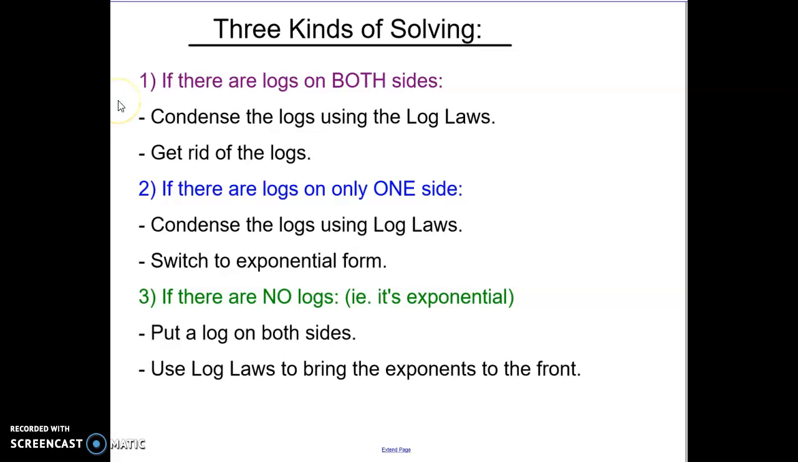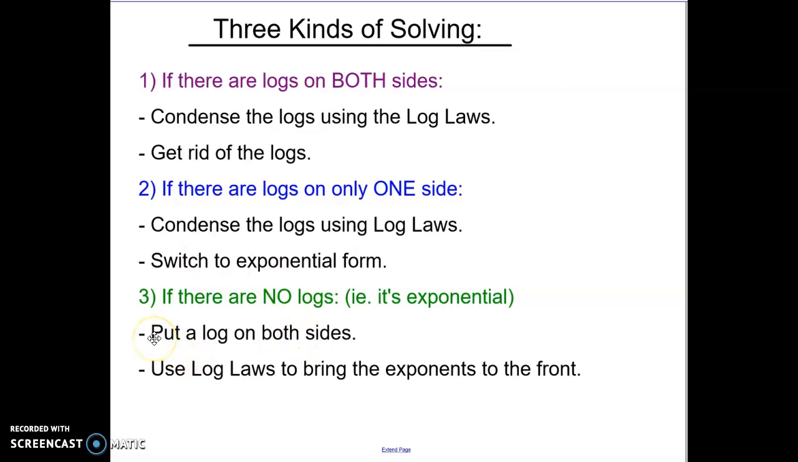So the first situation is if there's logs on both sides, you'll condense the logs using the laws and then get rid of the logs since they're the same on both sides. The second kind is if there are logs on only one side. If there's logs on only one side, still condense the logs using log laws, and then you'll switch it to exponential form once it's as simplified as it can be.